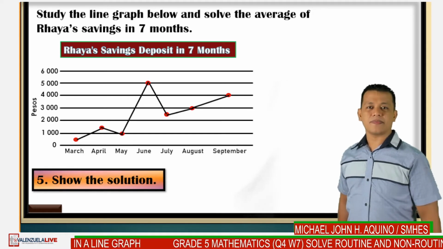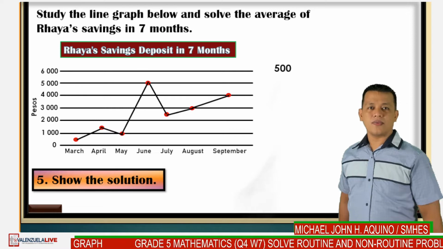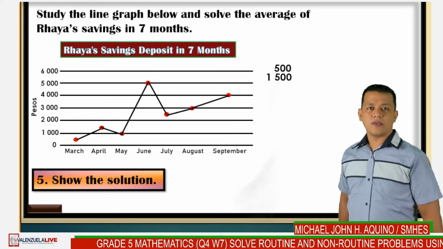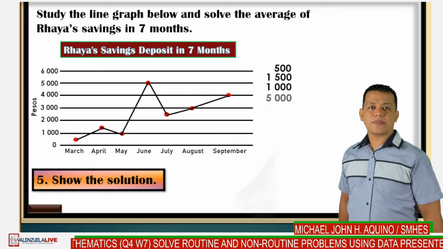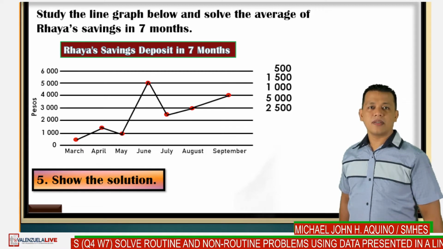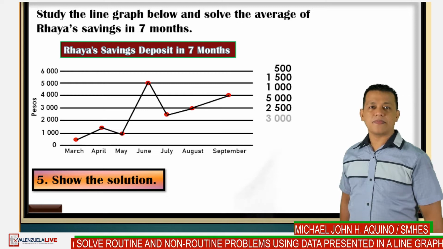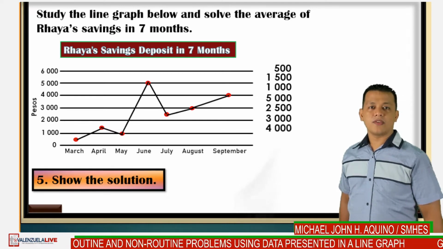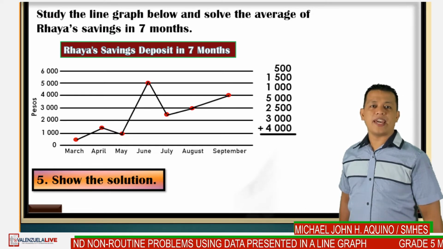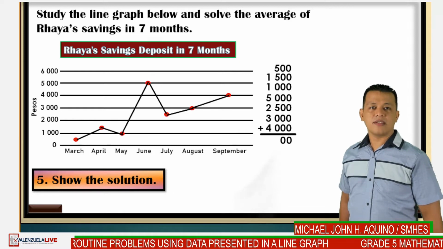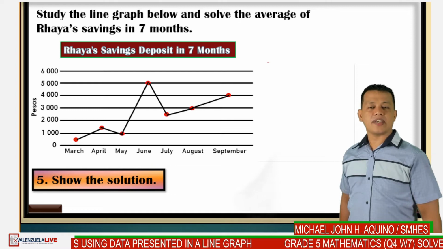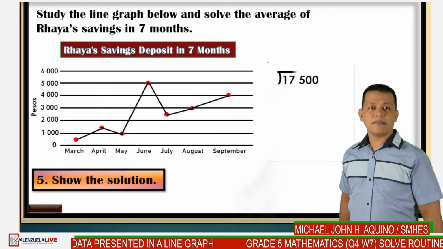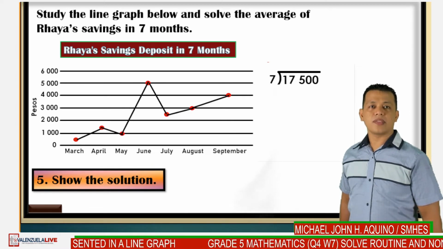Show the solution. We add 500, 1,500, 1,000, 5,000, 2,500, 3,000, 4,000, then we get 17,500. Then we divide 17,500 by 7.